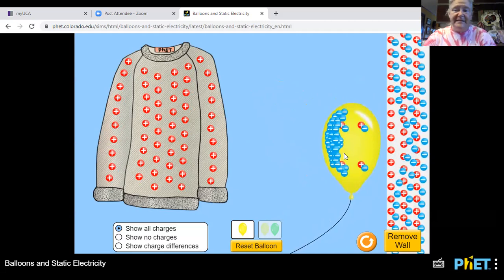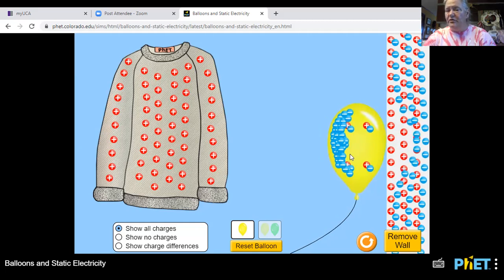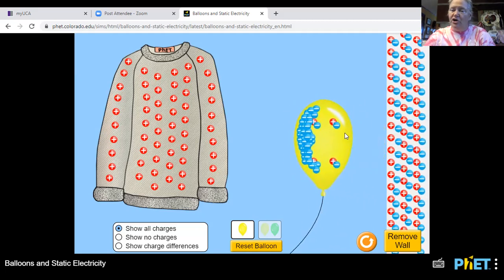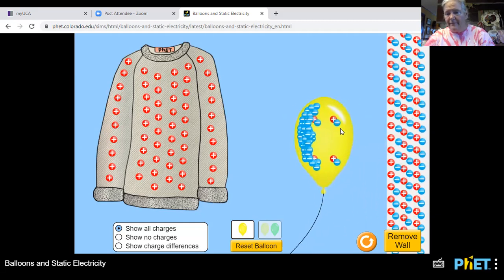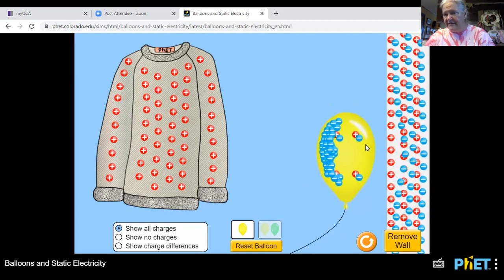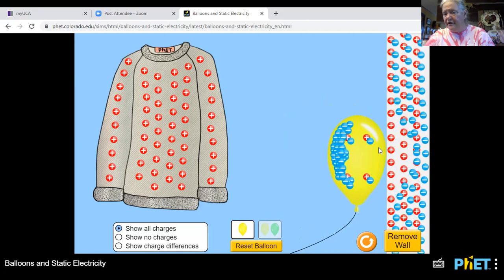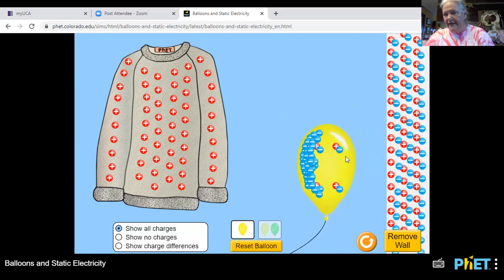Now, just like like charges repel, opposites attract. So this balloon, if I let it go, will stick to the wall because I've moved my mouse off of it. It sticks to the wall because the wall acts like it's got a little area of positive charge. So by bringing this charge close, I have induced an effective positive charge on this wall. I'm not actually touching the wall yet, so I've induced an effective positive charge on it, okay?